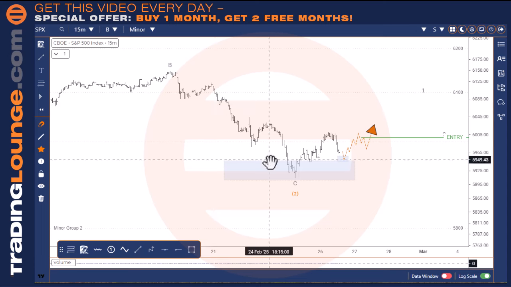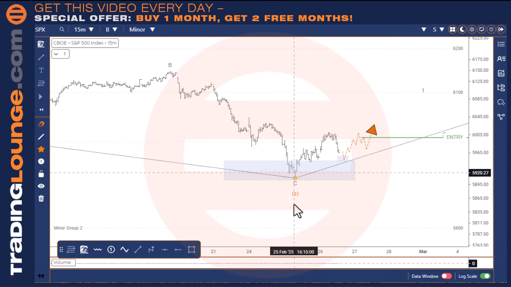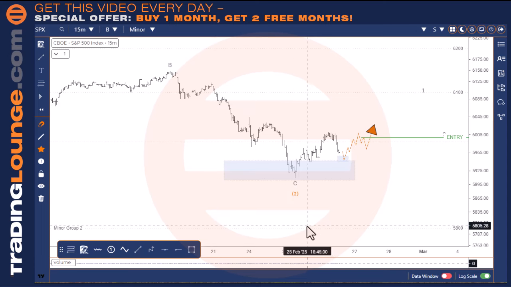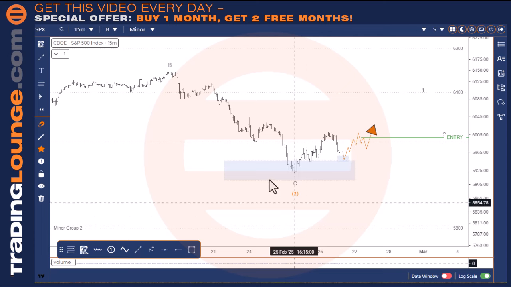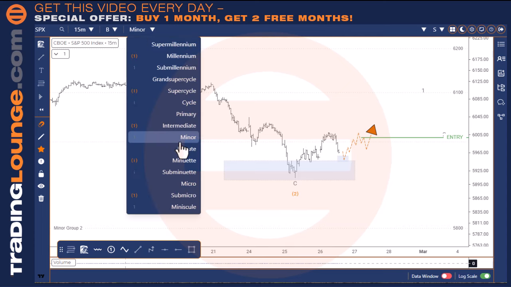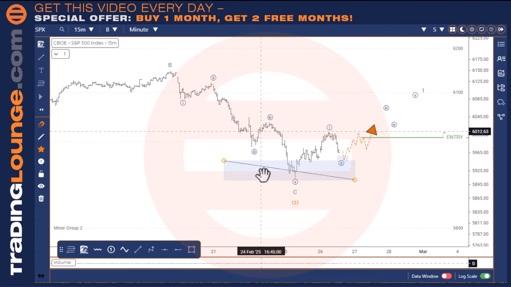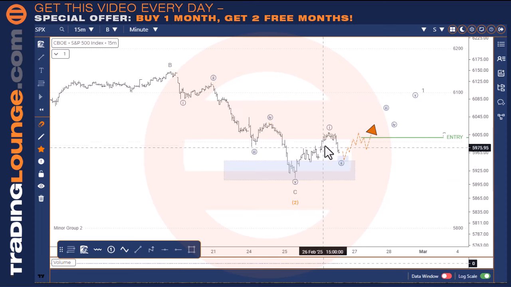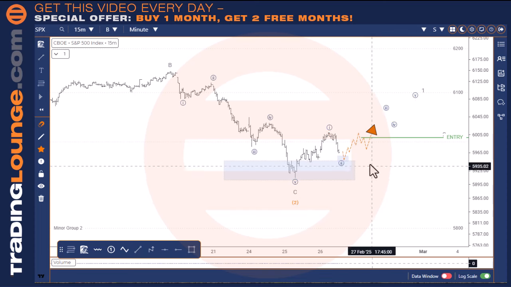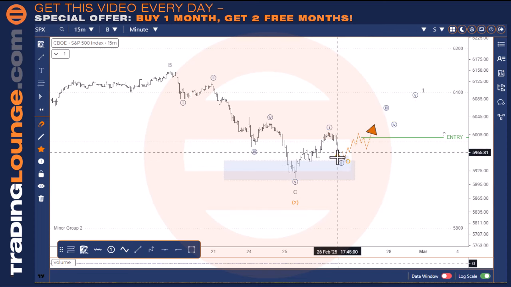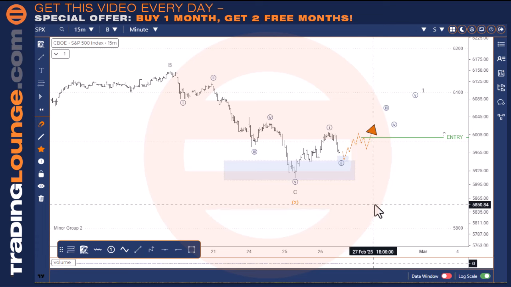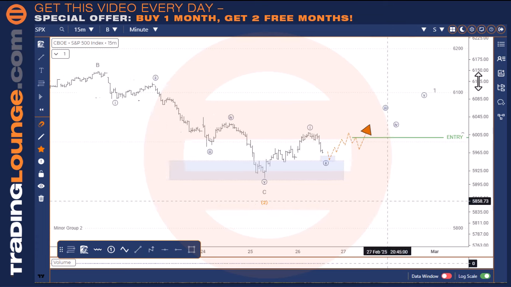So from wave B down here to wave C of wave 2, this is what we're looking at at the moment. Let's bring in the next degree of structure here. We've got 1, 2, 3, 4, 5 to the downside here, which is quite nice. And then we're looking for wave 1 and 2 here. The other little box that we've got in here is the 50-60% retracement level for this.